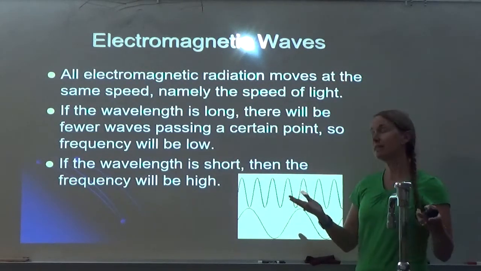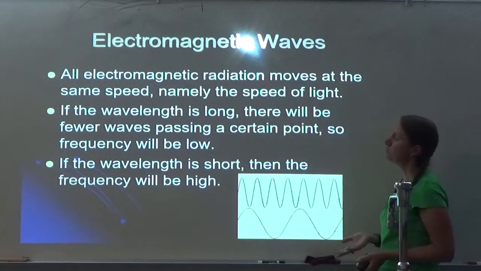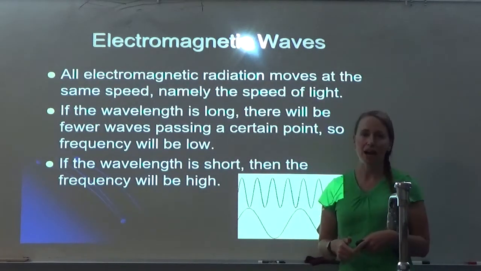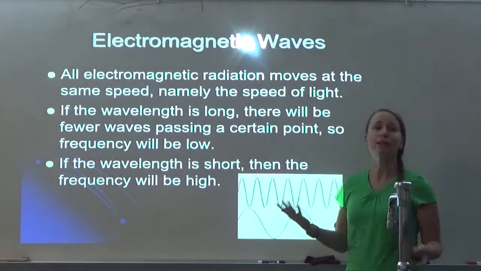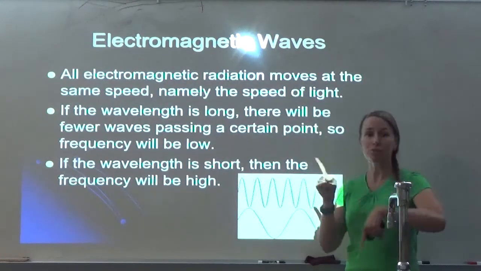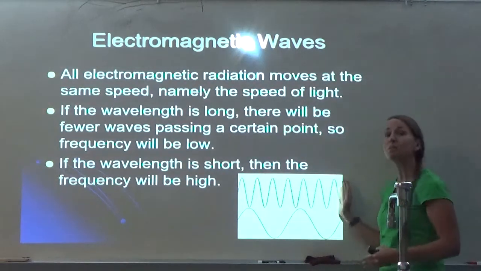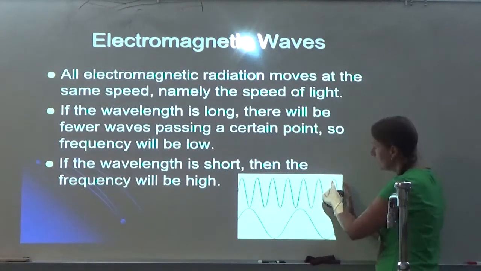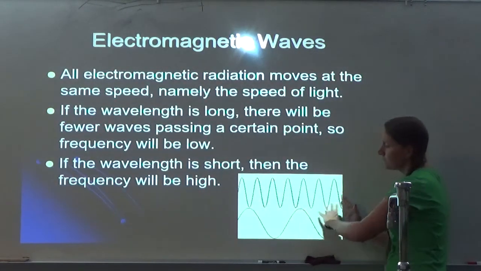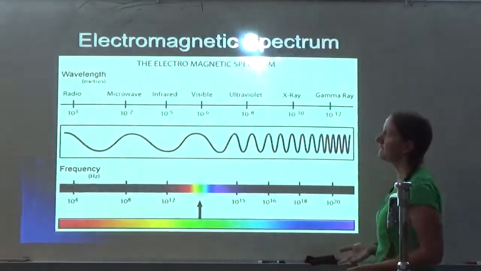Since they're all traveling the same speed, if the wavelength is long, there will be fewer waves that pass a certain point, so frequency will be low. And if the wavelength is short, then frequency will be high. So wavelength and frequency are inversely proportional to each other. If wavelength is long, frequency is low, because it just takes longer. Remember, we're going to pretend they're traveling at the same speed because they're both electromagnetic radiation. A lot of wavelengths will pass on this top wave because they're really close together. On this bottom wave, since the wavelengths have spread out and the wavelength is longer, fewer would pass by in the same amount of time.